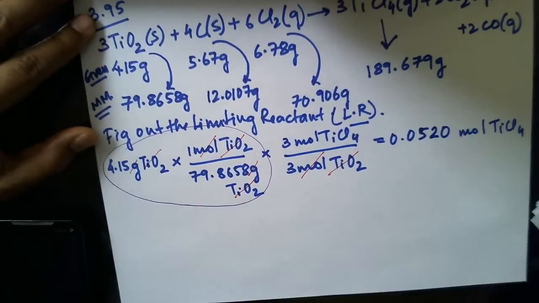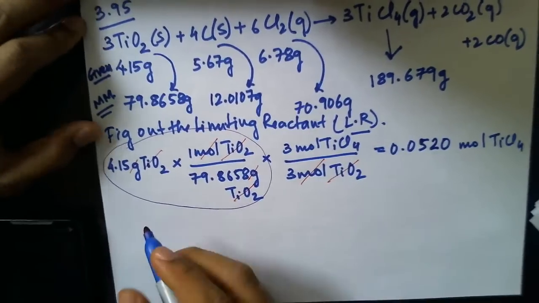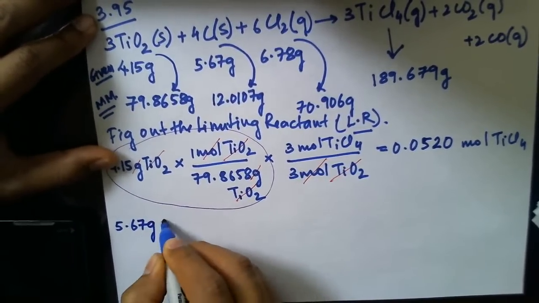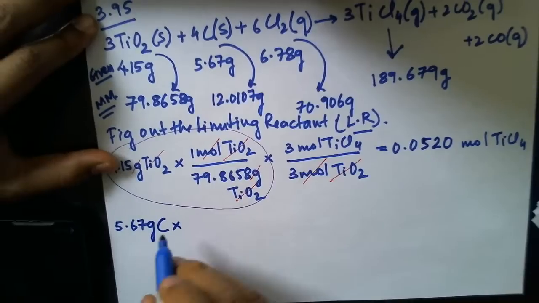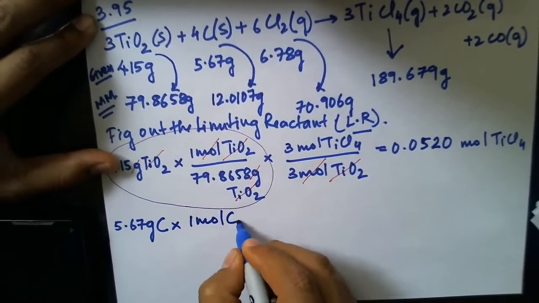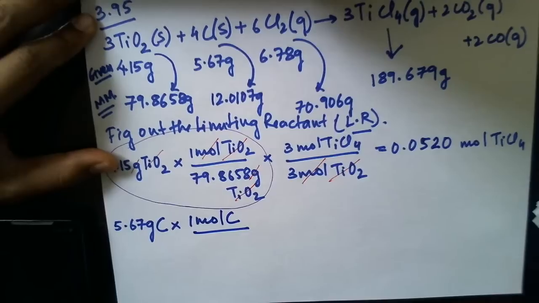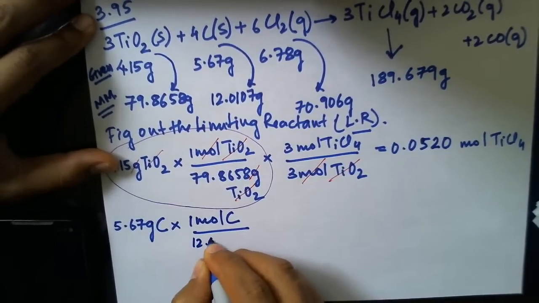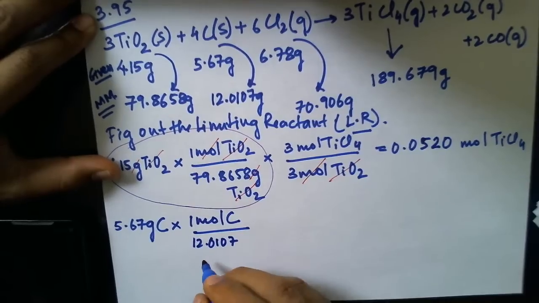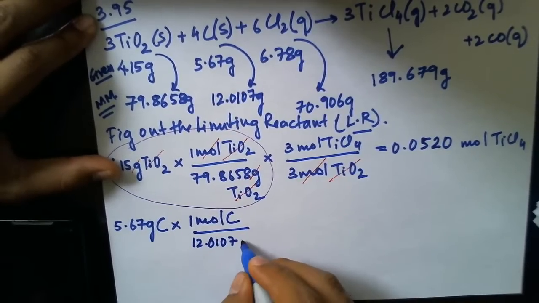dioxide. So we're going to do the exact same thing for carbon, okay? So we start off with 5.67 grams of carbon. That's how much is given to you. And now you're going to figure out how many moles of carbon that is equal to. So we put 1 mole carbon, divide that by the molar mass of carbon, 12.0107. Sorry, 12.0107 grams carbon.